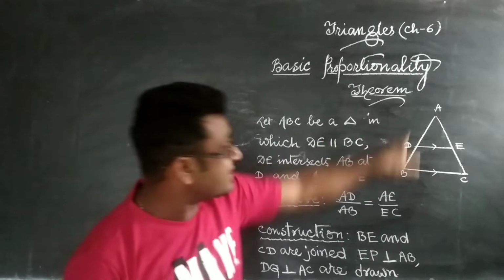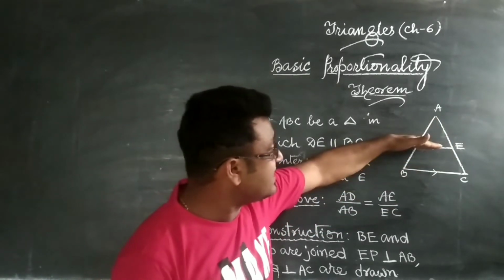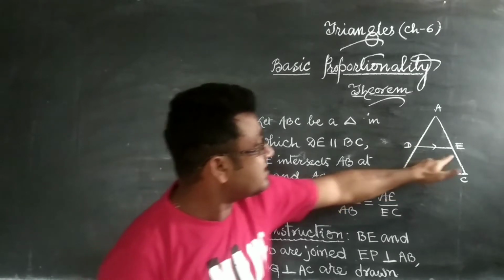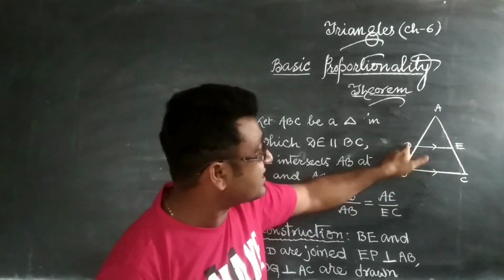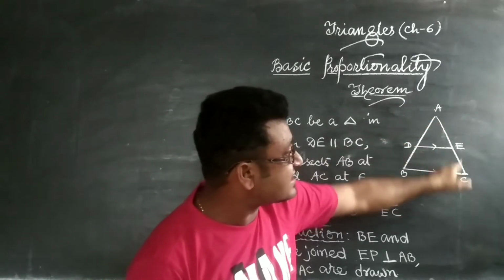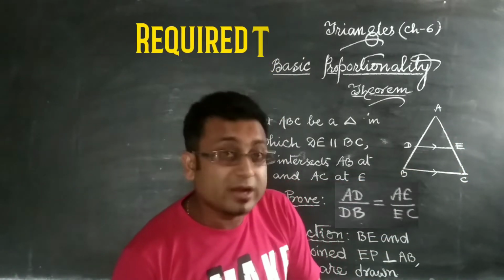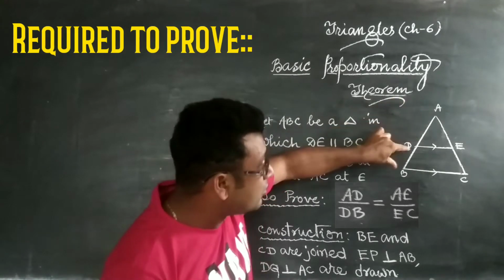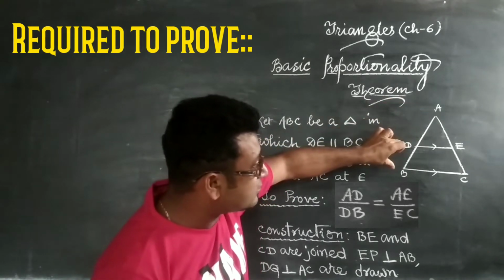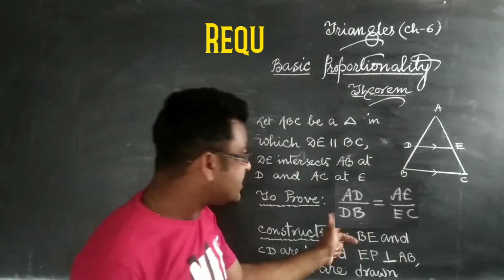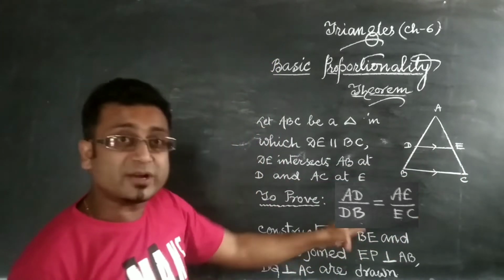Let ABC be a triangle in which DE is parallel to BC, such that DE is intersecting AB at D and AC at E. Fine. Now what we have to prove? We have to prove that this ratio, AD by DB, is one ratio, and AE by EC is another ratio. These two ratios are equal.